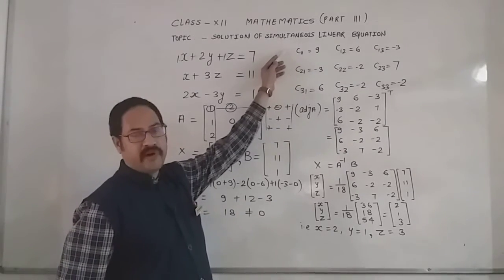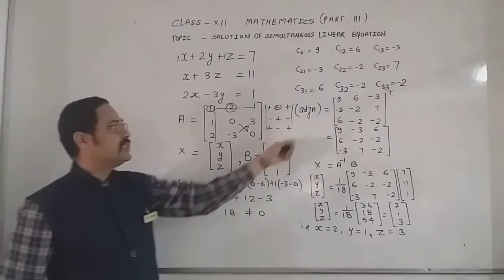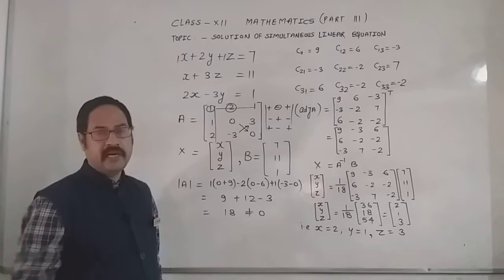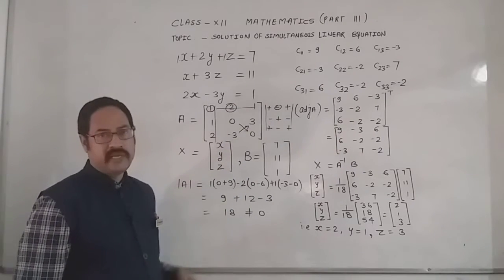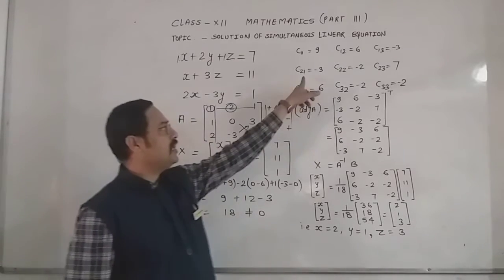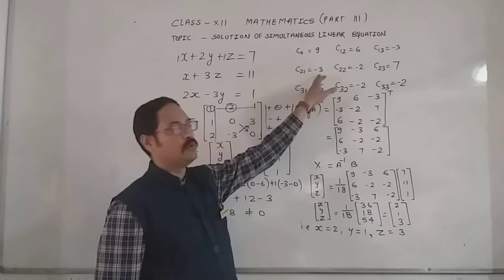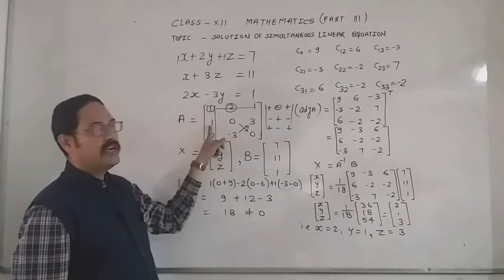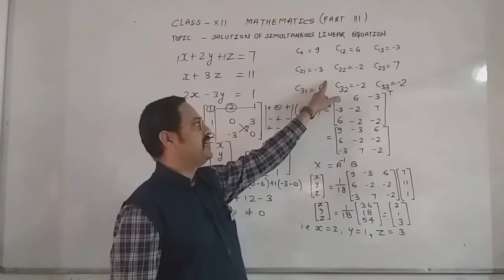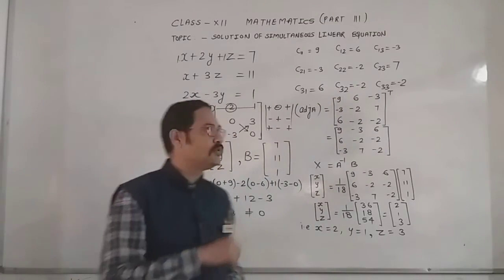Now we have to find the cofactors. C11 is 9, C12 is 6, C13 is equal to minus 3. In my earlier video, I have already told you how we can find the cofactors of a matrix. So here I can write C21 is equal to minus 3. By deleting the second row and first column, we get the value of C21 is equal to minus 3. Similarly, C22 is minus 2, C23 is equal to 7.